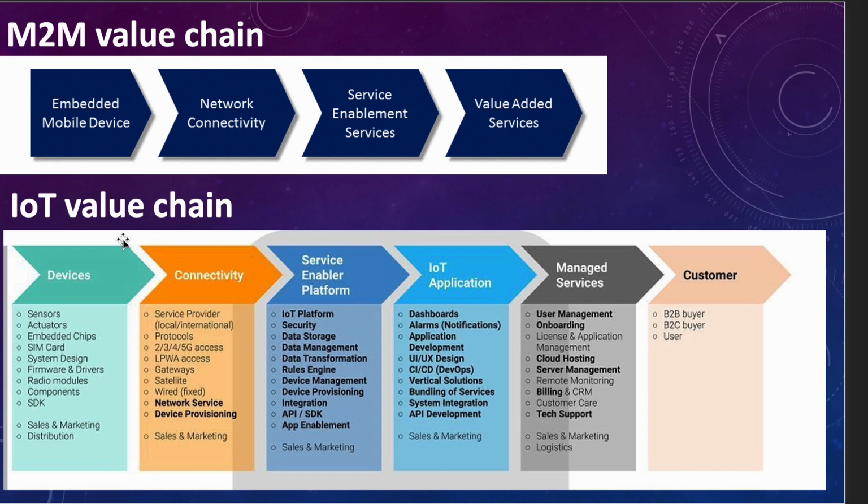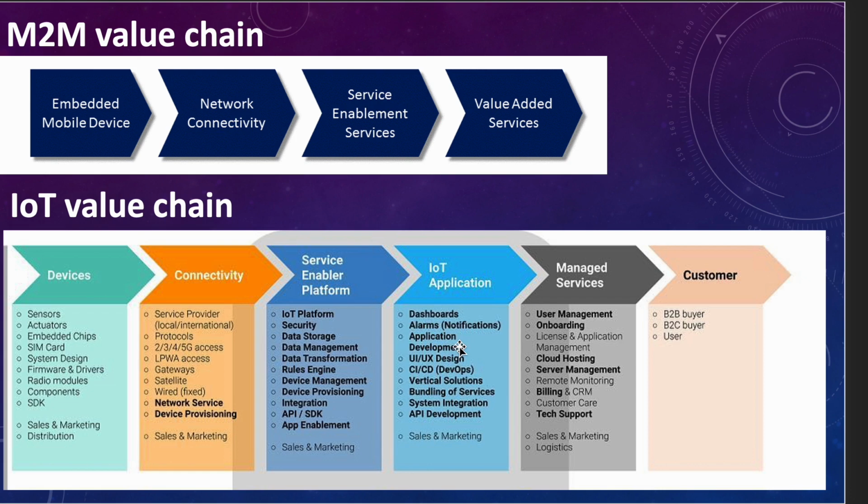So that means along this value chain there will be other value chains supporting this, from device manufacturers, sensors, actuators, embedded chip manufacturers to connectivity, ISPs, network service providers, cellular service providers, so on and so forth. Service and enabler platforms include backend programming, servers, cloud, so on and so forth, for data storage, management, processing, analytical, computational ability, so on and so forth.